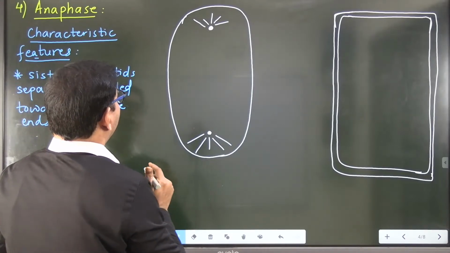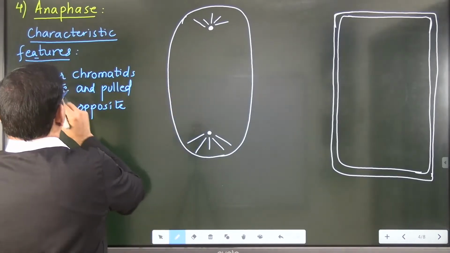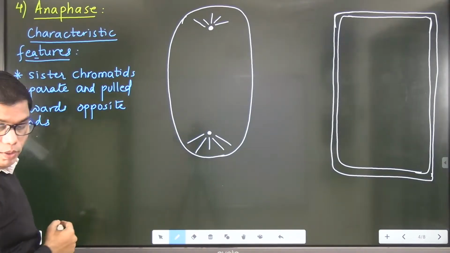Okay, now what? Sister chromatid separate and pull towards the opposite end.